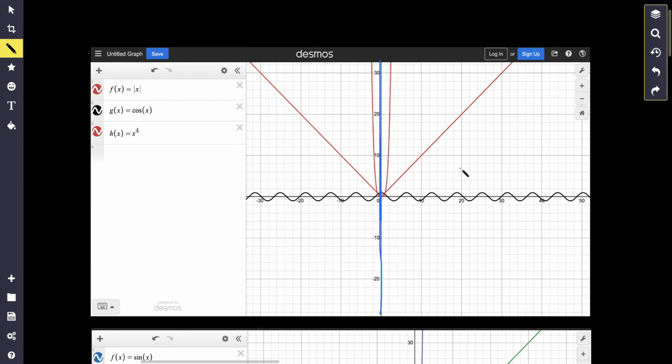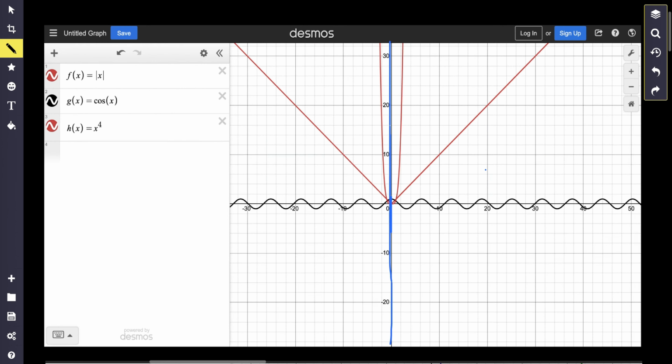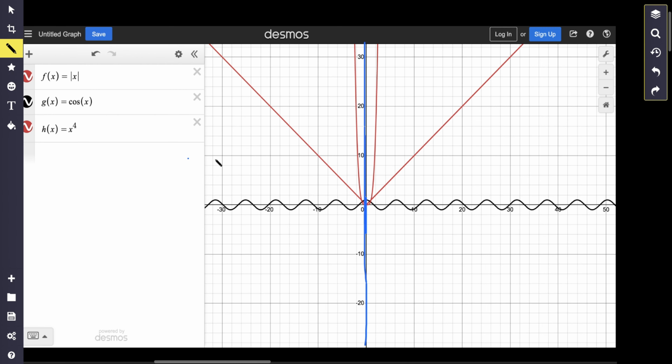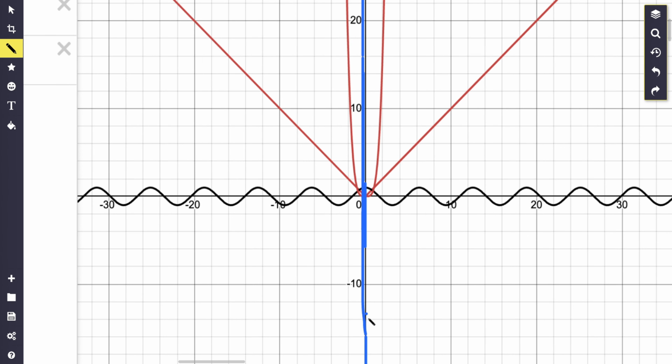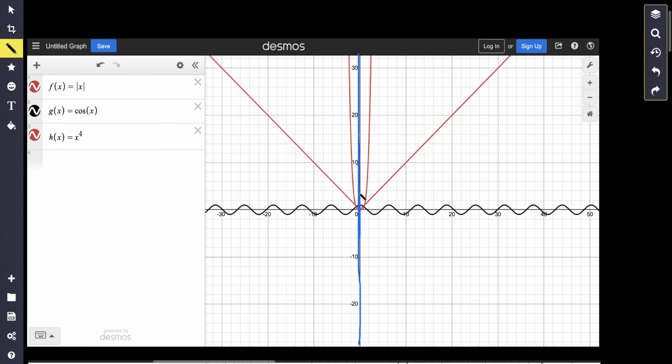Here's just some even functions. So you have f of x is equal to absolute value of x. You have cosine of x. You have x to the fourth power. And all of these are even. You notice how they're symmetrical about the y-axis.